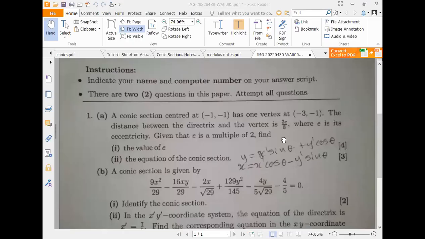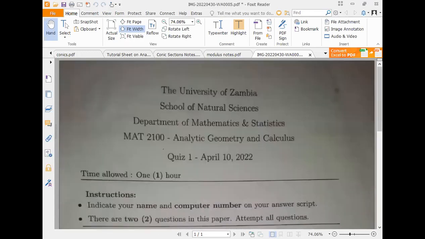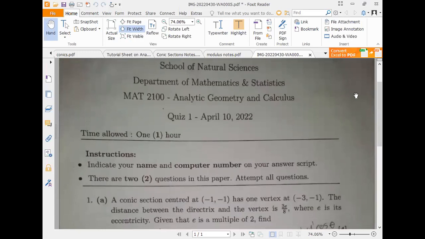So I have question one here, but this was the question paper for the first quiz, 2100. Same department, same topic, so we can talk about it.